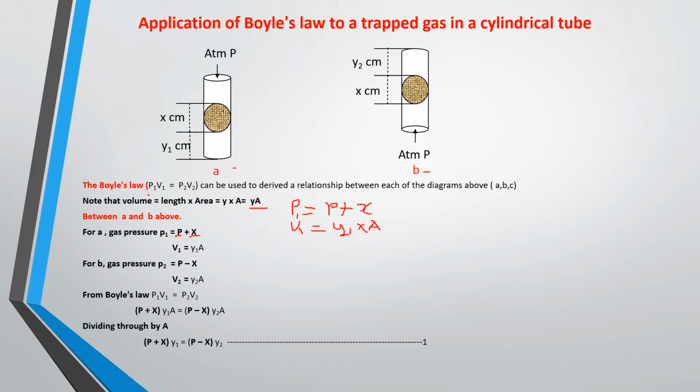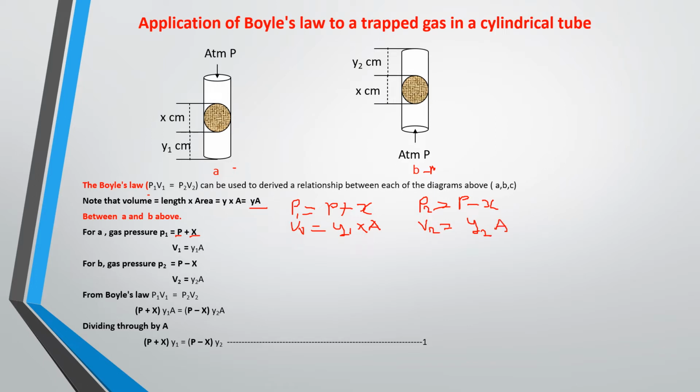Okay, so now if this tube is inverted, which is the situation of B, the P2 will be equal to what? To atmospheric pressure, which is P, minus X. So this is our P2. Then V2 is equal to Y2 times A.